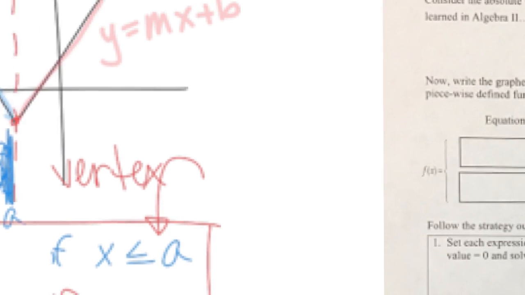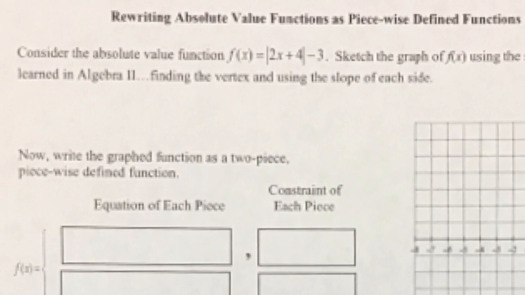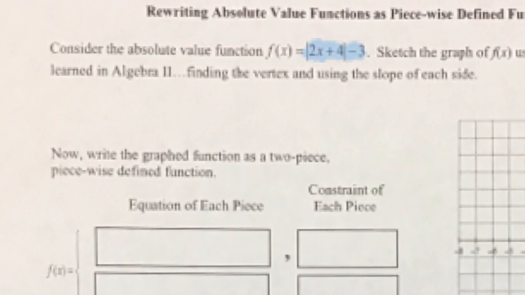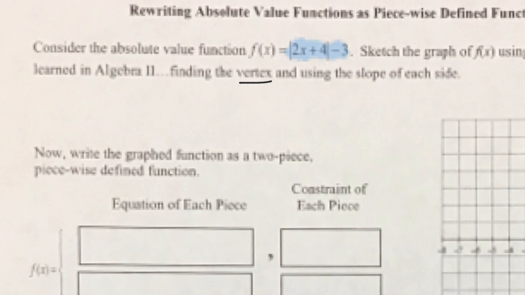Okay, so let's look at our examples and see if we can do that kind of stuff. So here's our first one. We're given the equation absolute value of 2x plus 4, minus 3. We're asked to do a little sketch of it: sketch the graph using strategies learned in Algebra 2, aka finding the vertex and using the slope. So we did that by figuring out what makes this 0. So we're going to find the vertex. What makes 2x plus 4 equal to 0?